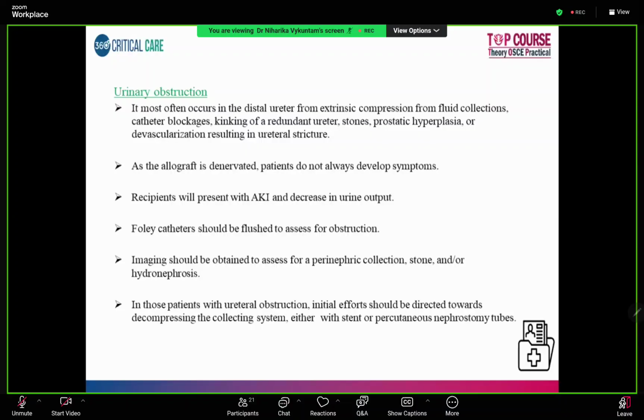In such cases, you should flush the Foley's catheter to assess for obstruction, and imaging should be obtained to assess for any perinephric collection, stone and or hydronephrosis. So how do you manage these patients? Initially you try to decompress the collecting system either with a stent or percutaneous nephrostomy tubes.